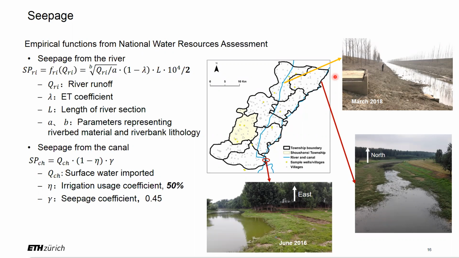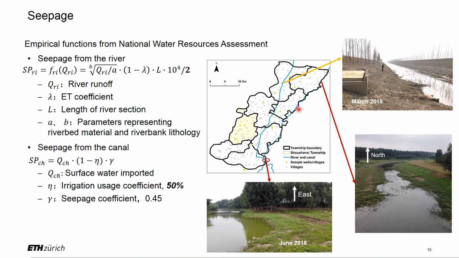Now we look at the recharge. First, the seepage from surface water. Some seepage comes from the river at the boundary of Guantao County. You can see the pictures below here. And we use the empirical function from the National Water Resources Assessment, which is a function of the river runoff entering the county. Using this function, we can estimate the seepage of the river yearly.